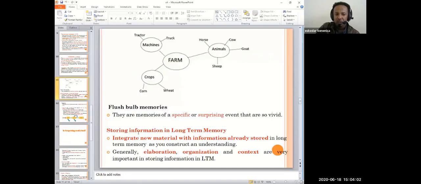Storing information in long-term memory. Integrate new material with information already stored.